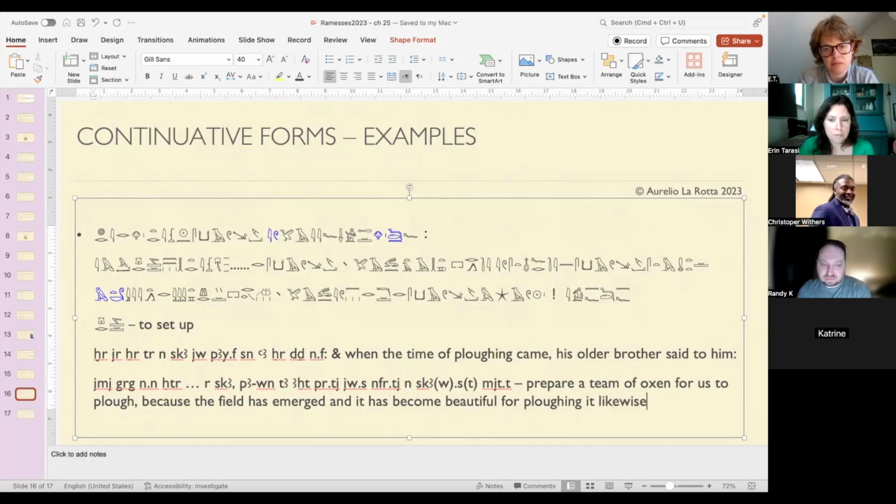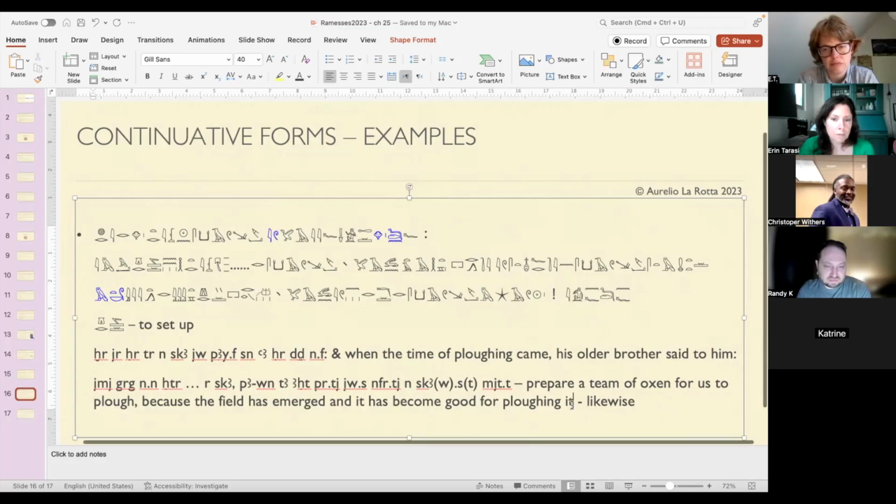So, I'm not sure where the emitted goes. I'm just looking at what Ramesses Online has, and they think it belongs to this. I really don't know. In any case, you have it correct. I would just say good here. So prepare a team of oxen for us to plow because the field has emerged and has become good for plowing. And of course, we wouldn't say it in English.